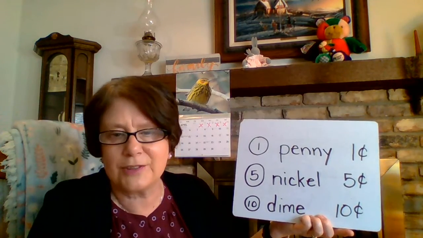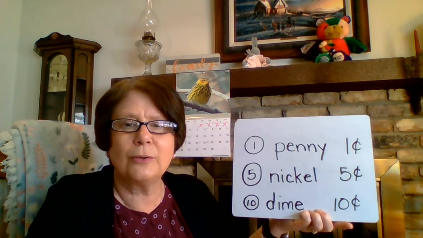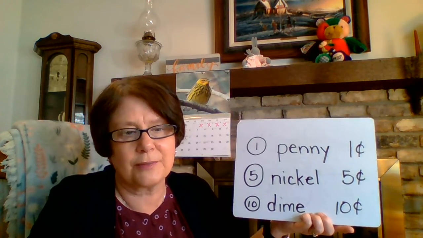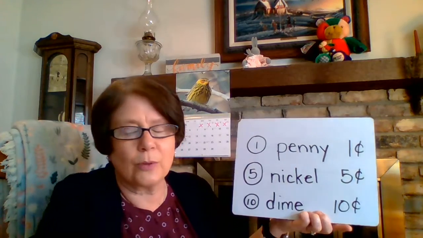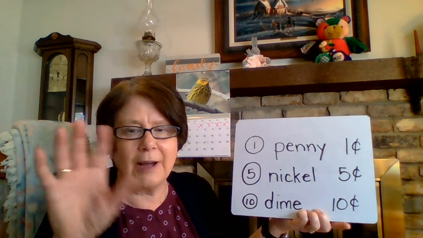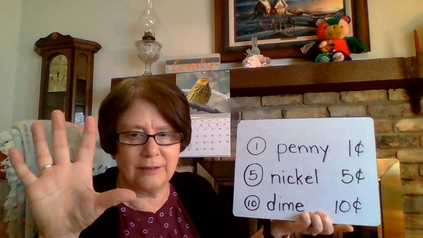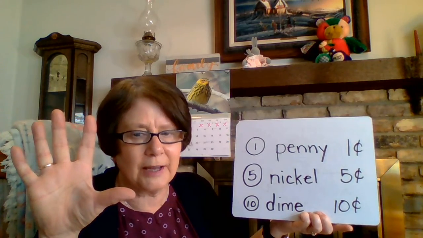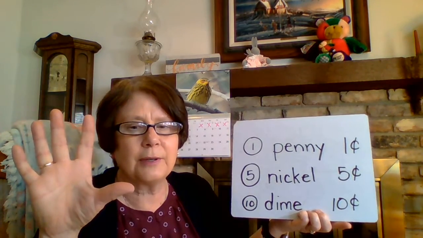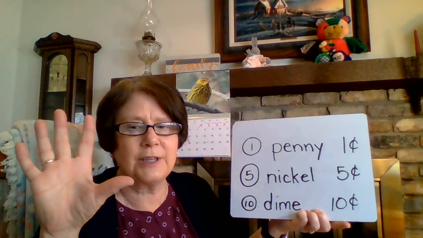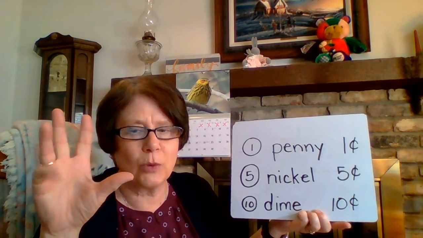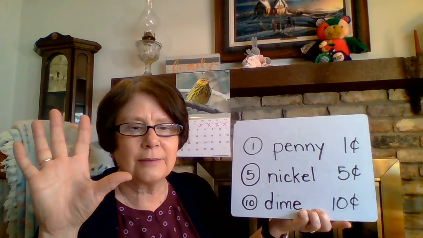5 pennies, 5 cents. If you're counting nickels, you have to skip count by fives because a nickel is worth 5 cents. So if I had 5 nickels again, you have to count by fives. 5, 10, 15, 20, 25. So that's how you count nickels.